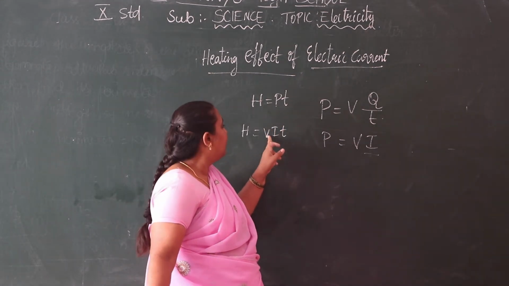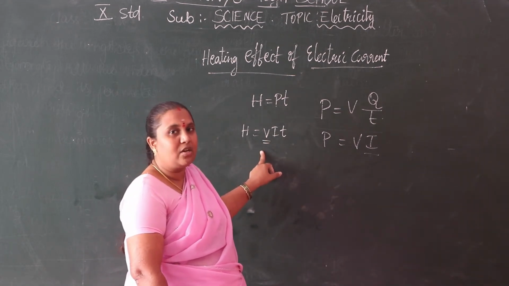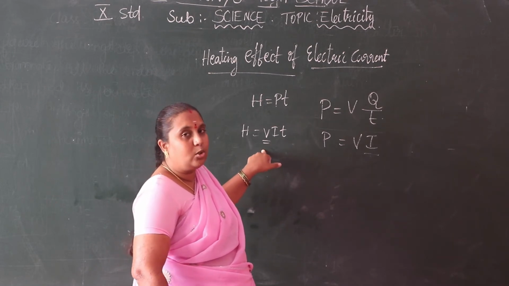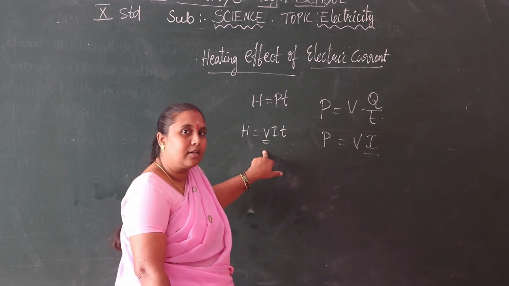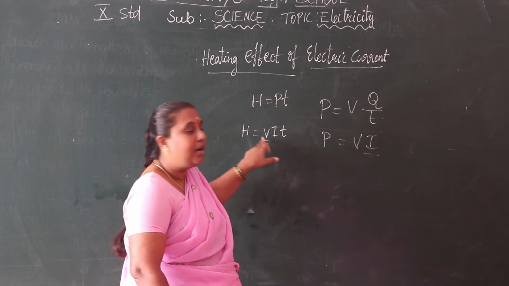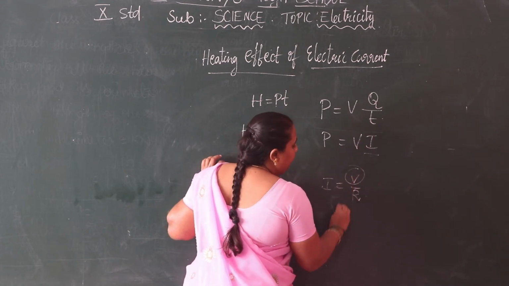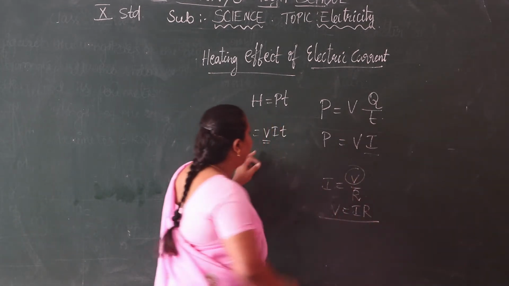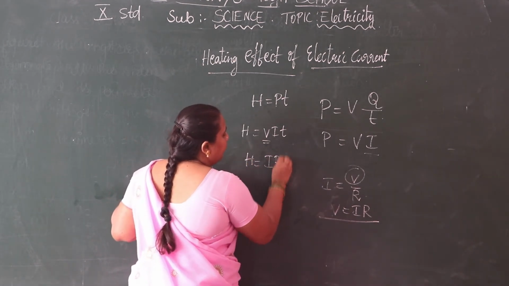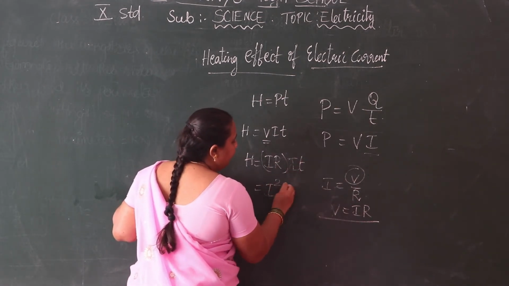Here we want to apply the formula of V. So what is V? Based on Ohm's law. What is Ohm's law? I is directly proportional to V and inversely proportional to R. So I equals V by R, and we can say V equals IR. This we should apply here. So H equals IR into IT, which we can rewrite as I squared RT.